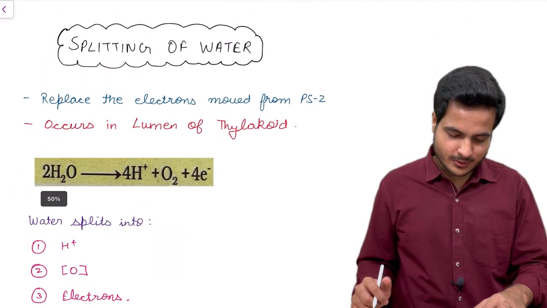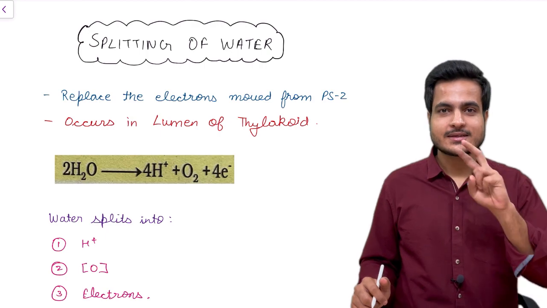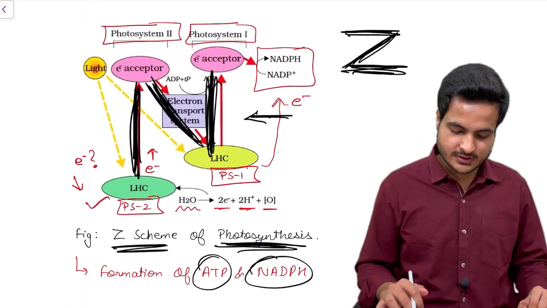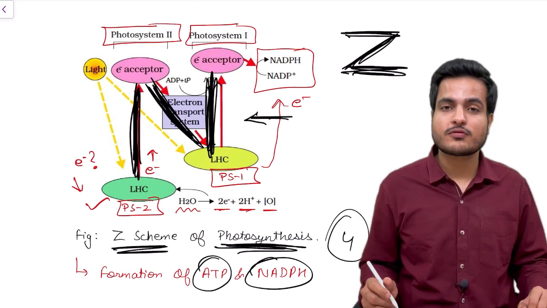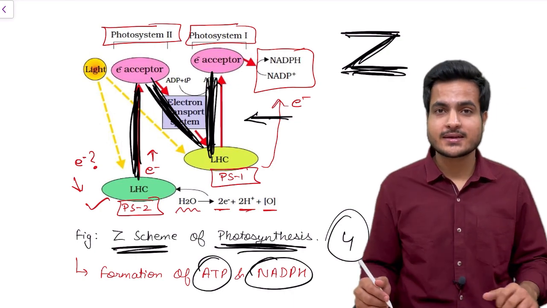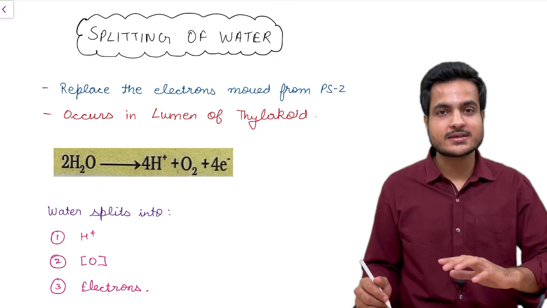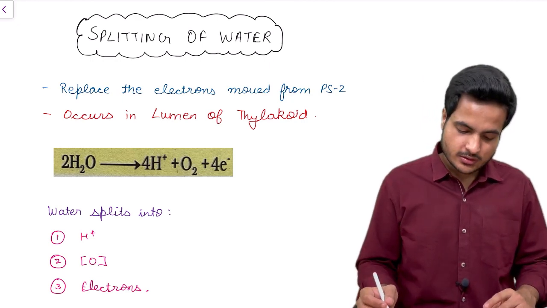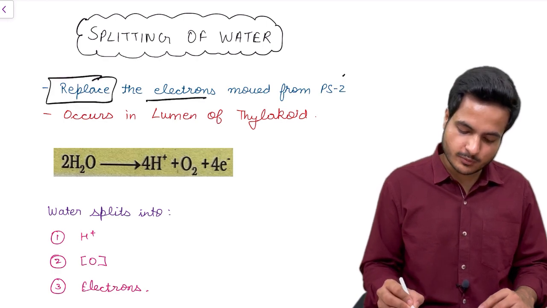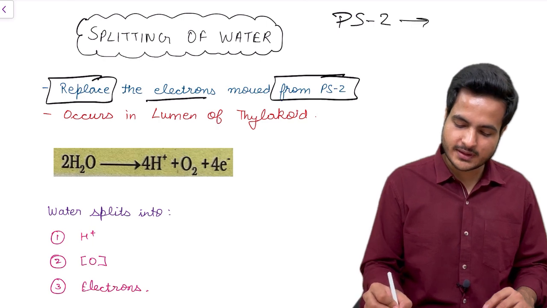Now let's talk about the generosity of water, that is splitting of water, which is our second and third important steps of light reaction. So here we have studied the fourth step, that is formation of ATP and NADPH. The first step was light absorption, which we dealt with in the light harvesting complex discussion. Now the second and third points, splitting of water and release of oxygen, are left. As I already told you, the water splits to replace the electrons which were moved from photosystem 2. Photosystem 2 gave them to his friend photosystem 1.